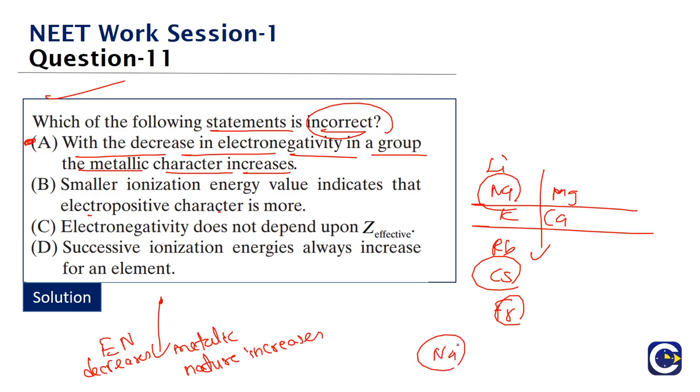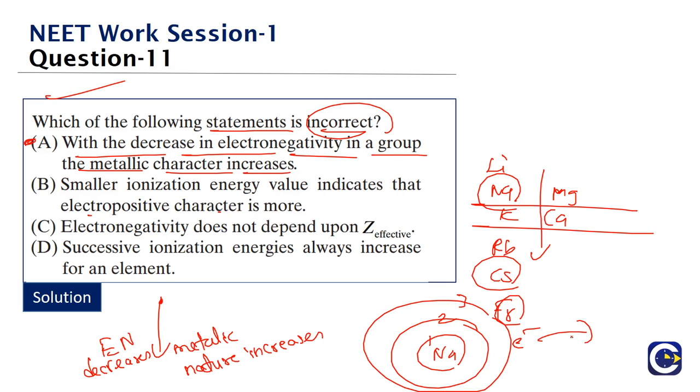Least ionization energy means, for example, in sodium, we have the first orbit, second orbit, third orbit, and the electron from sodium can be easily removed. That indicates strong metallic nature or strong electropositive character. By losing an electron, they can easily form cations. That is what we call the electropositive character. So that is also correct.